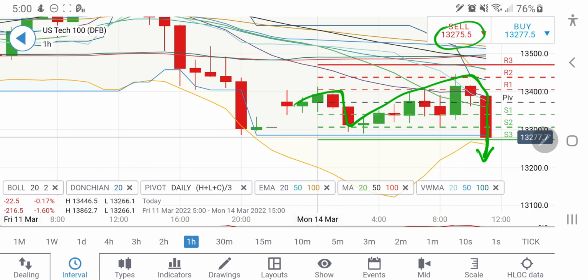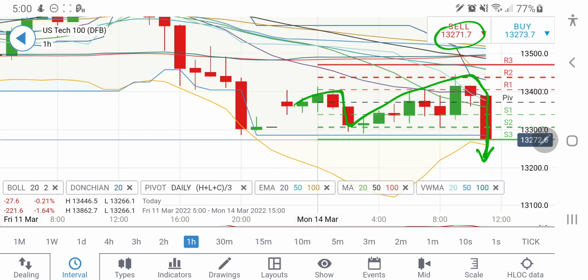From below 13200, mark my words, it is going to hit 13,000 levels. So below 13200, don't forget to short. It is going to hit 13,000 levels. Take your positions accordingly. This is all for US100.